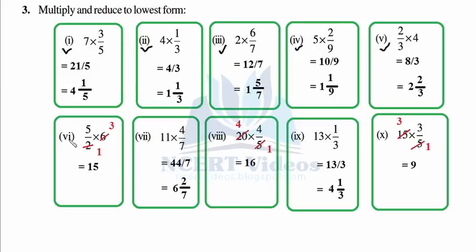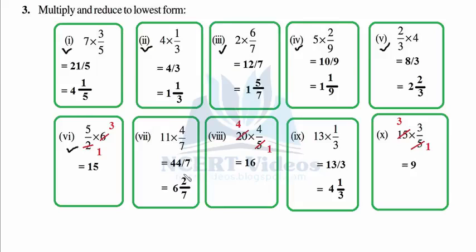Sixth, prior to multiplying, you can see that it can be reduced. So 1 twos are 2, 3 twos are 6. Now 5 threes are 15. So simple. No fraction left. Now 11 into 4 is 44 over 7.